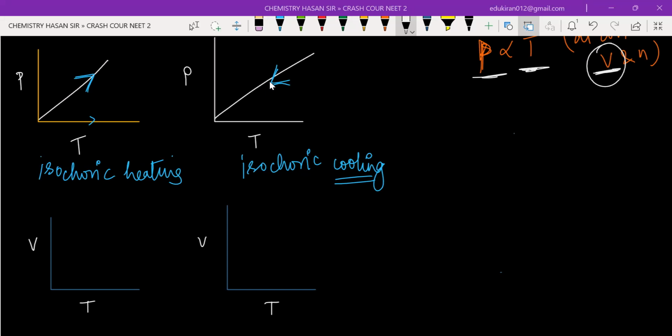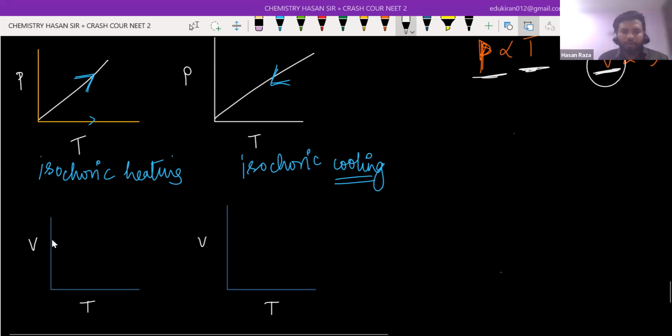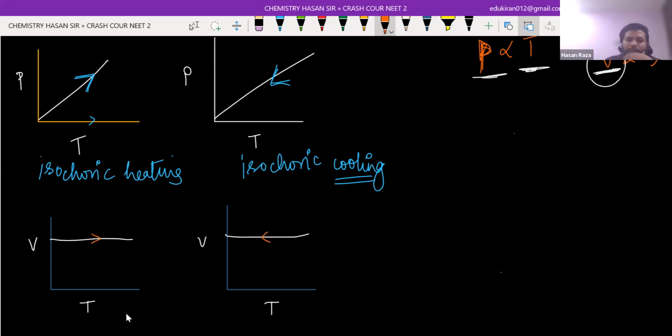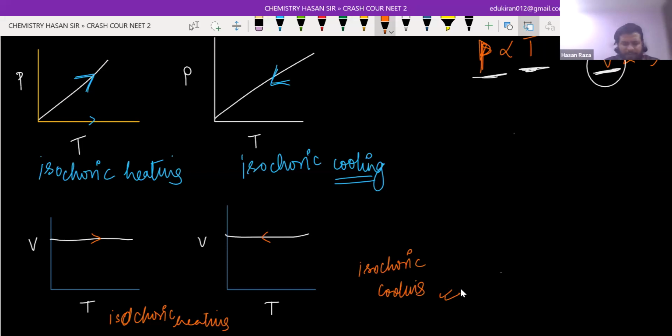Everyone done with this? Since volume is constant, you know the graph will be horizontal like this. Since volume is constant, it is isochoric, and temperature is increasing, so it will be isochoric heating. And here temperature is decreasing, so it will be cooling. Isn't it easy?